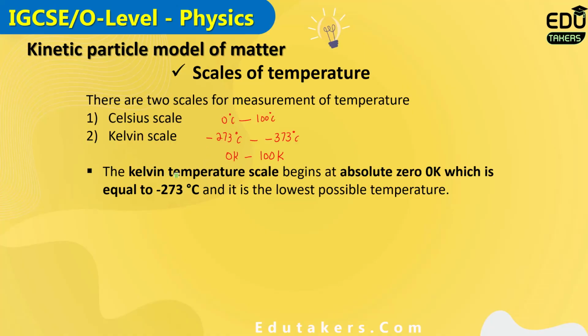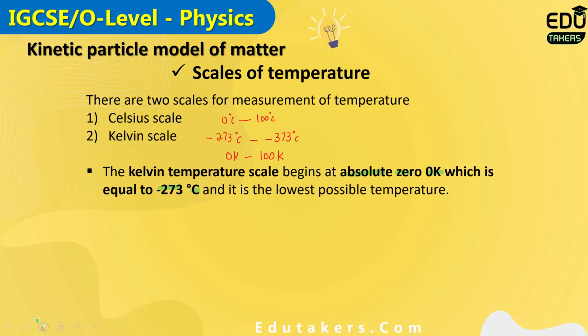There is a relation between the Celsius scale and the Kelvin scale. If the temperature is given in the Celsius scale, you can easily convert it into Kelvin. And if the temperature is given in Kelvin, you can easily convert it into Celsius. So the same thing is given here. The Kelvin temperature scale begins at absolute 0. The 0 Kelvin temperature is basically called absolute 0 and it is equal to minus 273 degrees C.